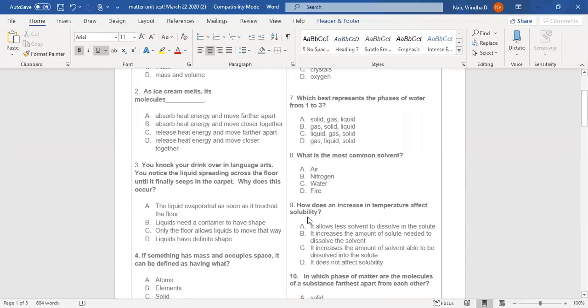How does an increase in temperature affect solubility? That means when the temperature is increased, how is it affecting the solubility? How faster does it go? Does it dissolve faster? Does it dissolve slower?